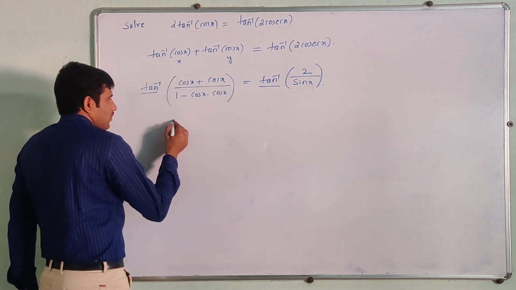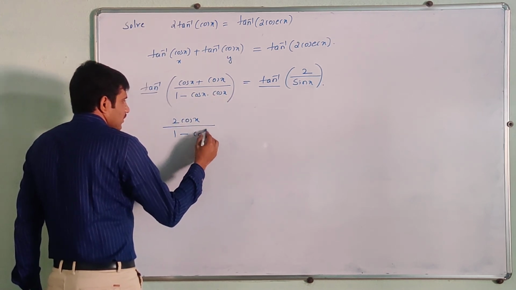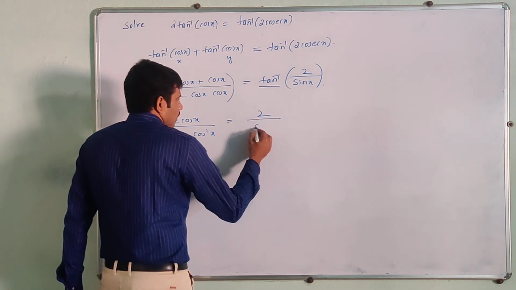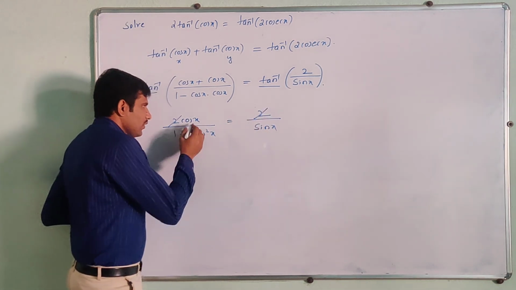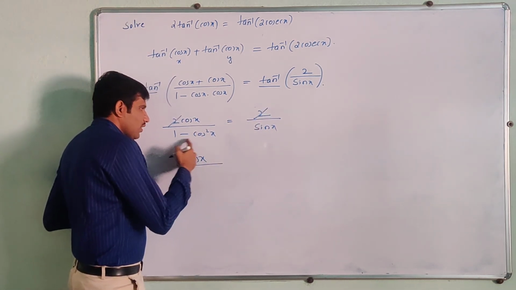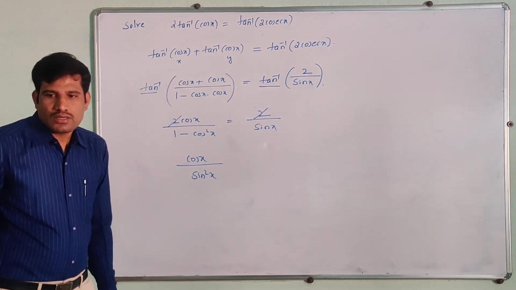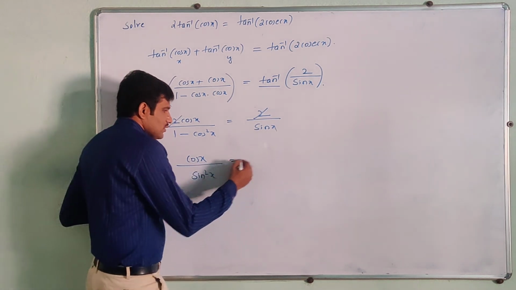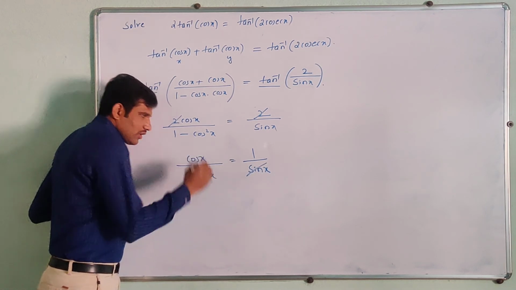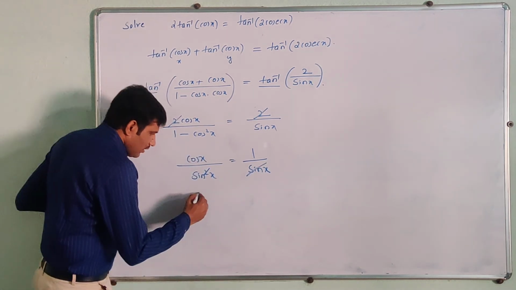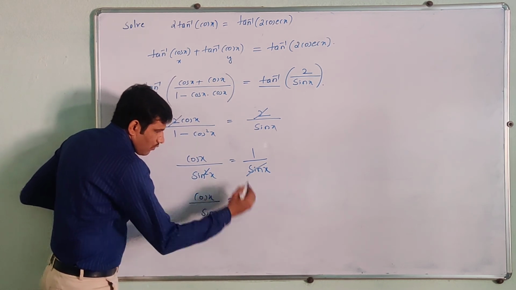So therefore cos x plus cos x, 2 cos x divided by 1 minus cos x into cos x, cos square x, is equal to 2 divided by sin x. You can see these two will get cancelled. What is left here? Cos x divided by 1 minus cos square x, which is nothing but sin square x, is equal to 1 divided by sin x. Here also this sin x will get cancelled. What is left in the numerator? Cos x. In the denominator? Sin x is equal to 1.